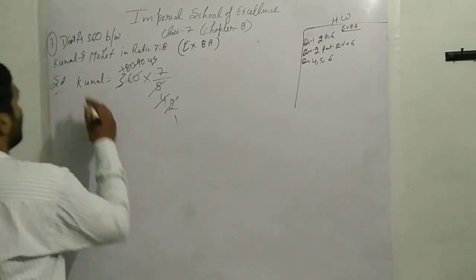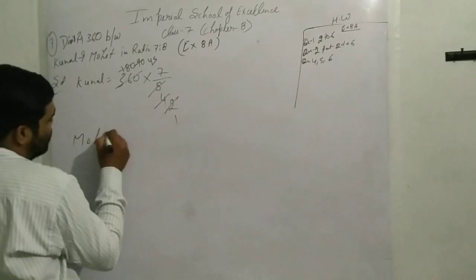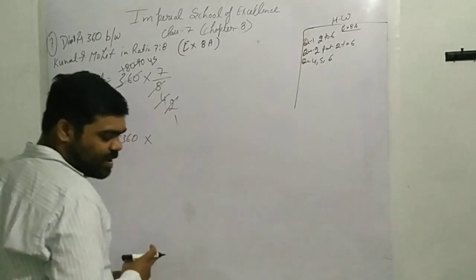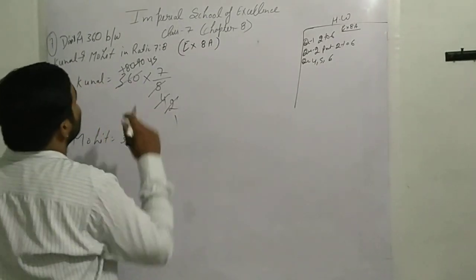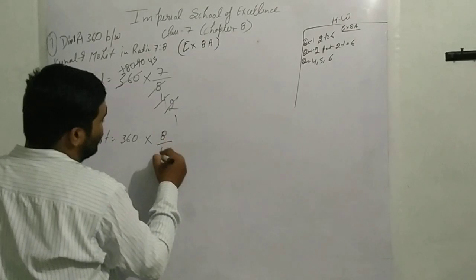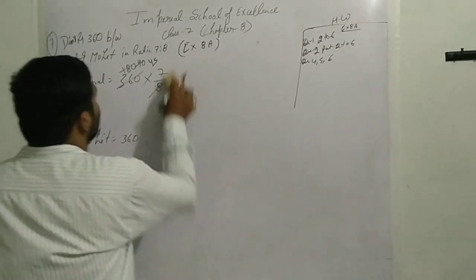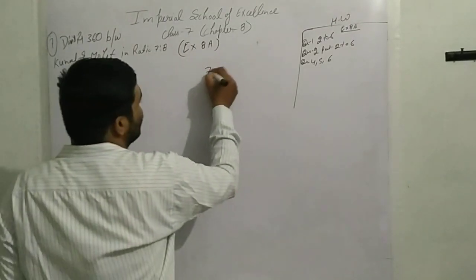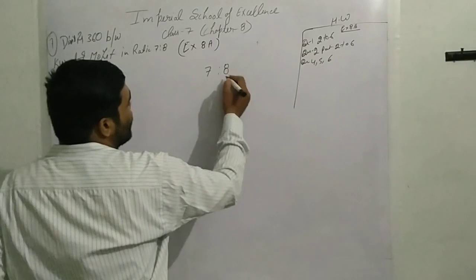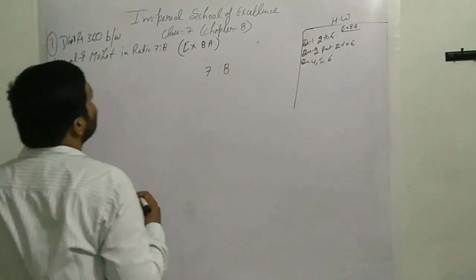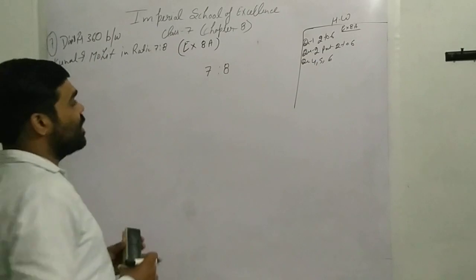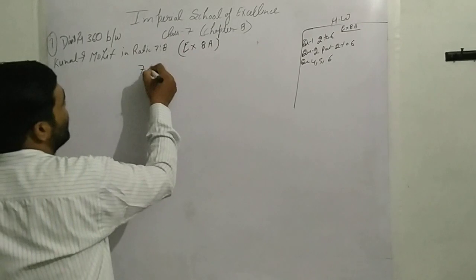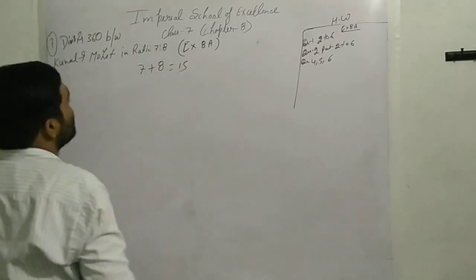Now Kunal. After that, Mohit. 360 multiply 8 upon 15. Dear student, this is slightly different. First of all, you have to take the HCF of 7 and 8. You have not to take the LCM, you have to add the ratio 7 plus 8, means your ratio will be 15.